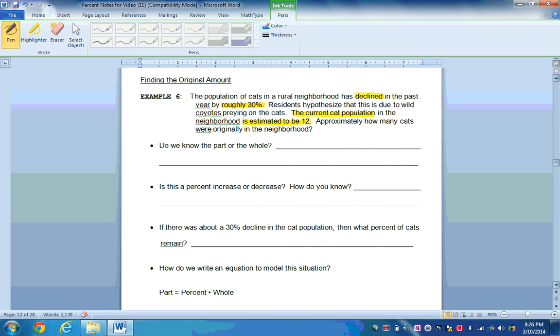So we want to look, do we know the part or the whole? The number that we know is 12. Is that the number of cats that we started with, or the number of cats that we ended up with? It's the number of cats that we ended up with, so that is the part that we ended up with, not the whole that we started with. So we know the part, which is how many cats were left.